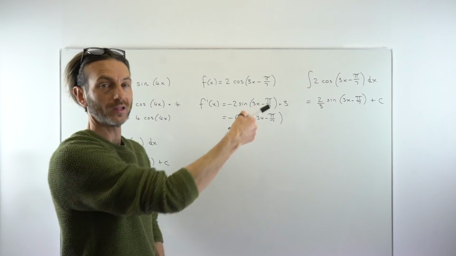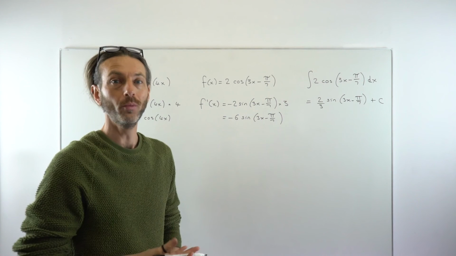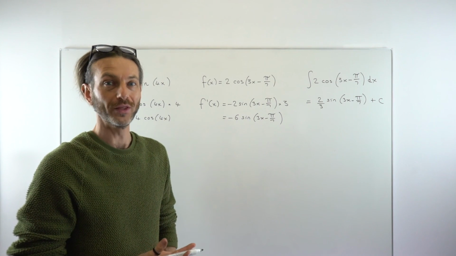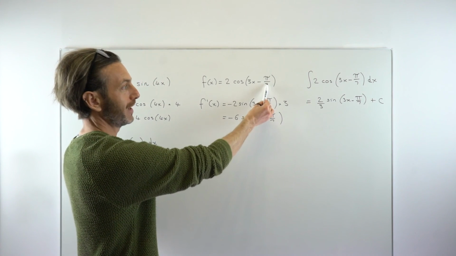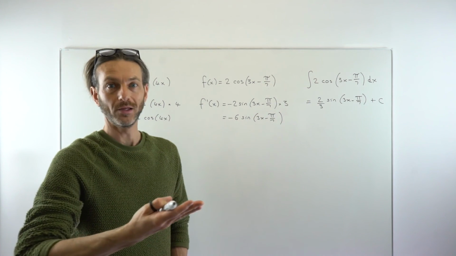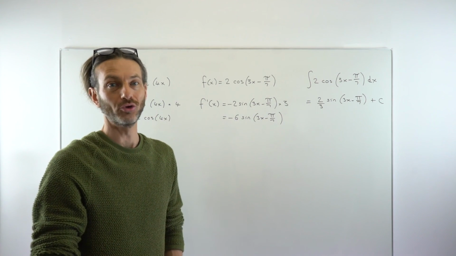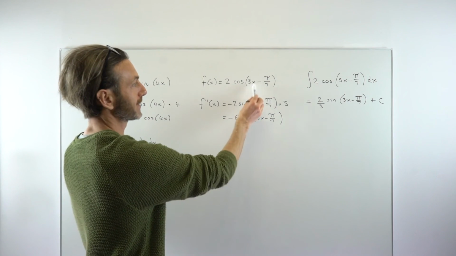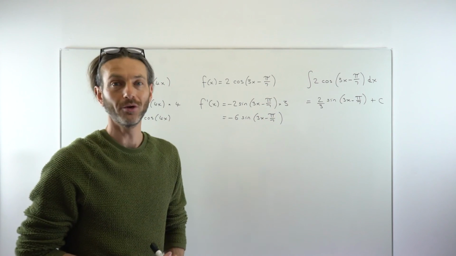So in all of these cases, which are all examples of the chain rule, we're just using the derivative of the inside of the bracket. If there's a pi over something, plus or minus pi over something, that doesn't play any part in the derivative, it's just a number. So it's only this number here that you're going to be multiplying or dividing by.